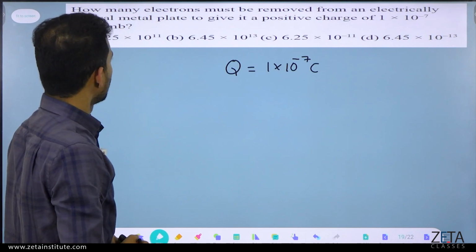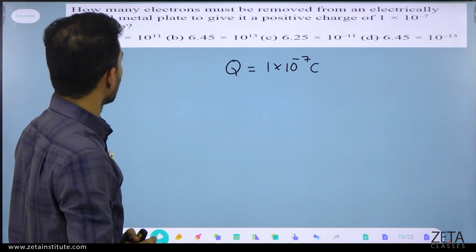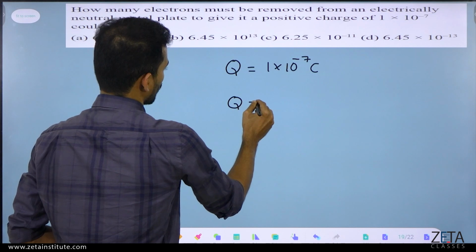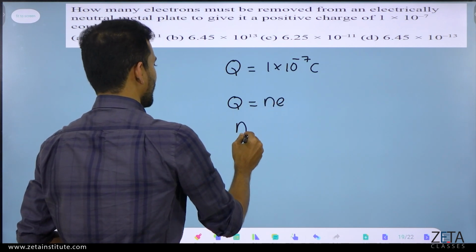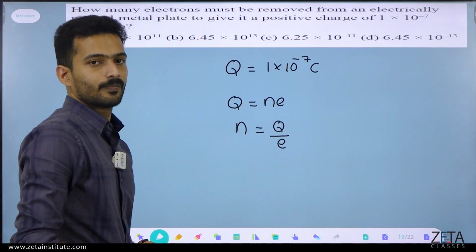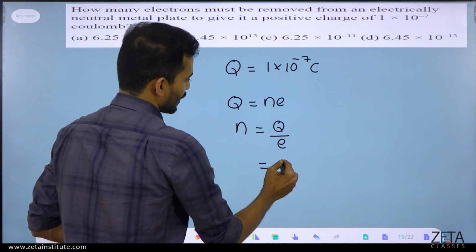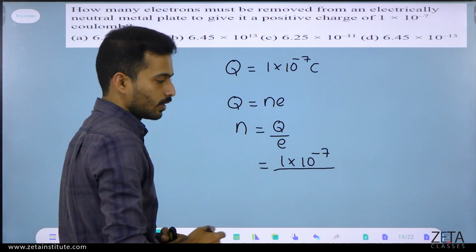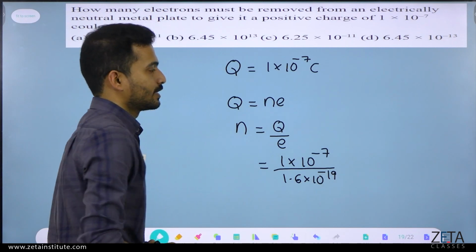Then you have to calculate the number of electrons. Q is equal to Ne. What is the value of N? N is equal to Q divided by e. So what is Q? That is 1 into 10 raised to minus 7 divided by 1.6 into 10 raised to minus 19.